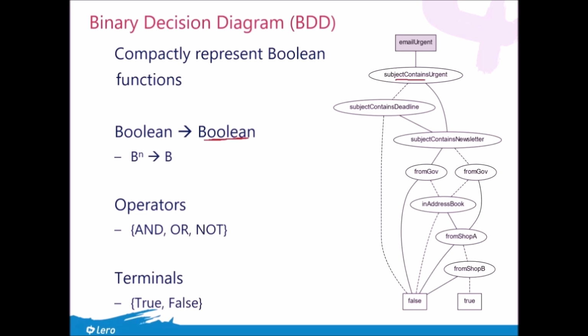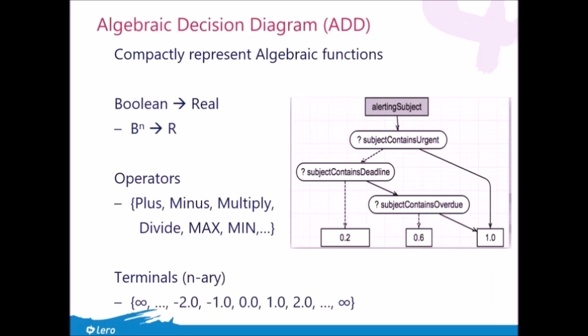So that just means we're staying with true and false as our terminals. Operators are and, or, not. Move on to algebraic decision diagrams. Again, very similar to binary decision diagrams.